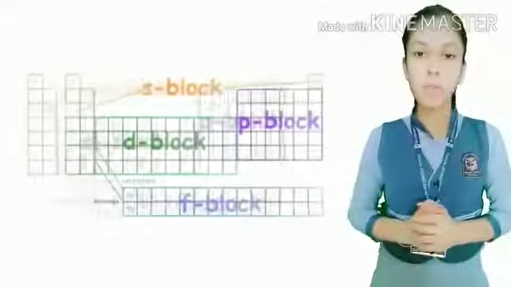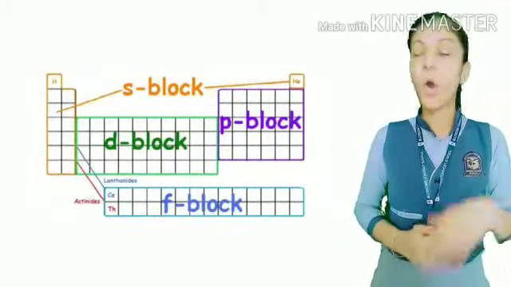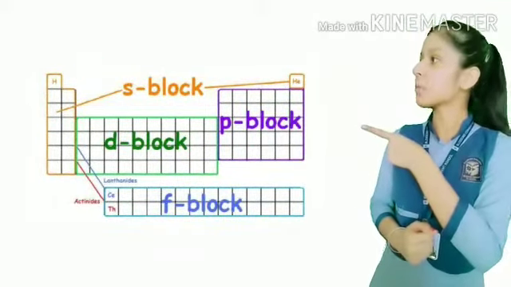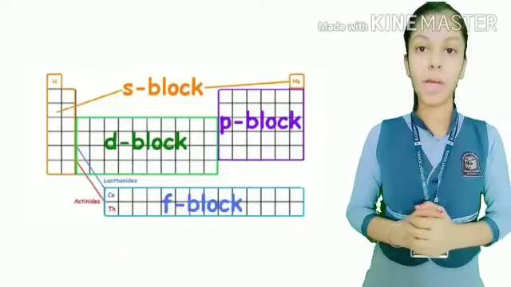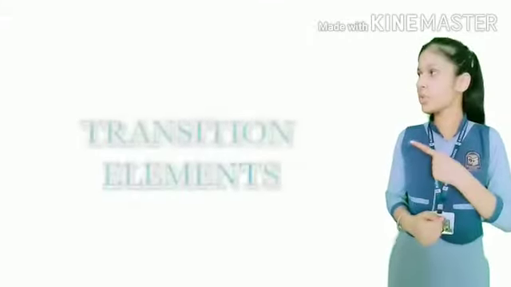Now first of all we will see where the D block exists. On the extremely left side there is the S block, and on the extremely right side there is the P block, and in between is the D block, and at the bottom is the F block. D block elements are also known as transition elements. This is because they do not have a fully filled configuration.